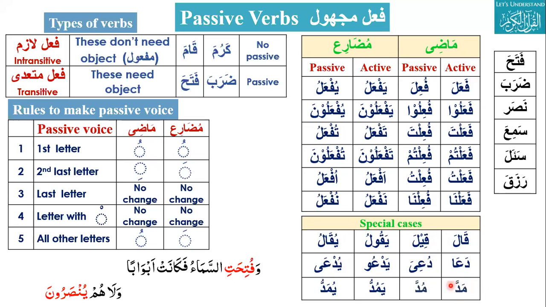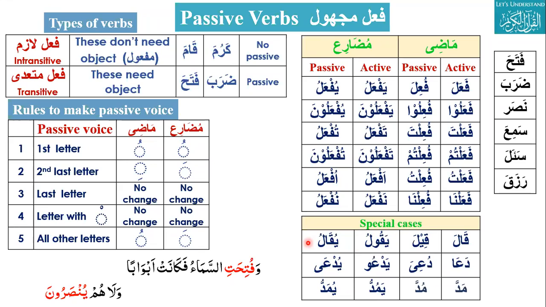And in the doubled verbs, madda becomes mudda, and yamuddu becomes yumaddu. So these are some variations you should know about.